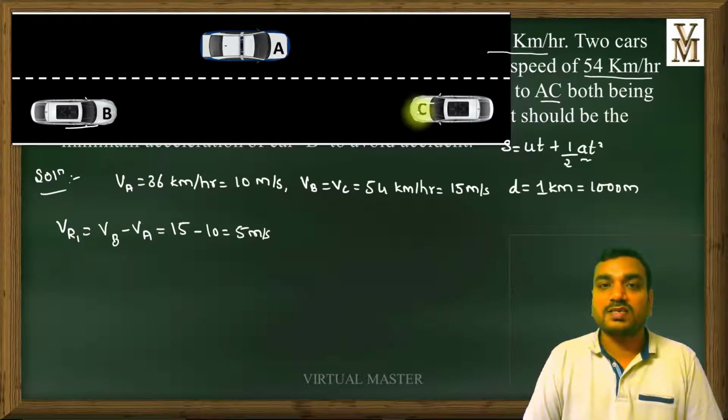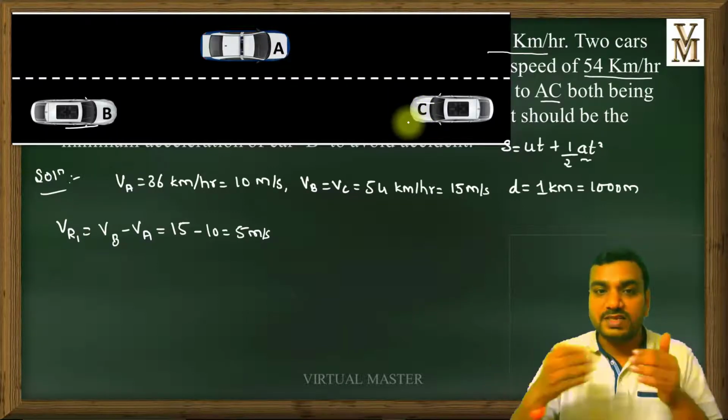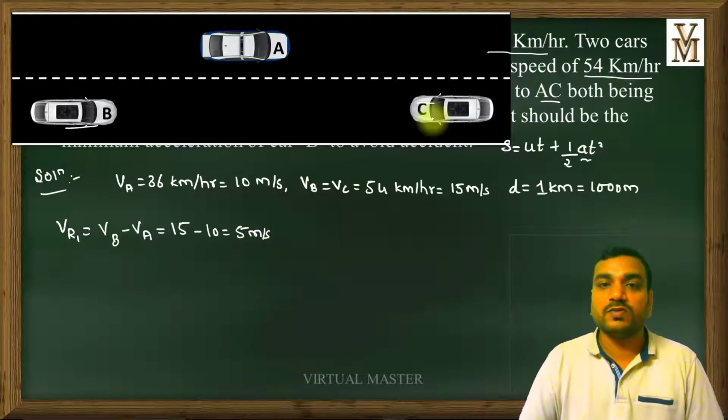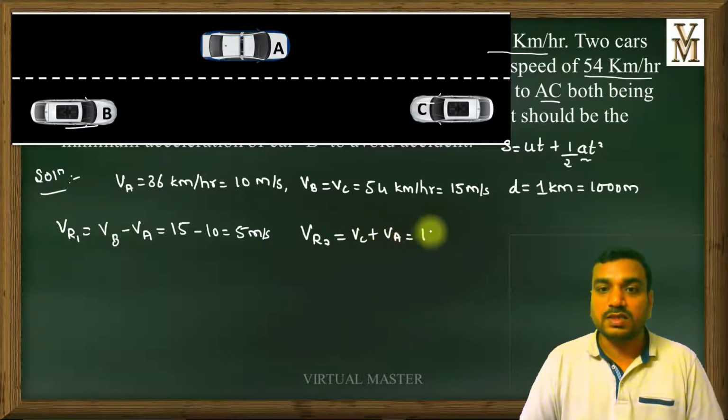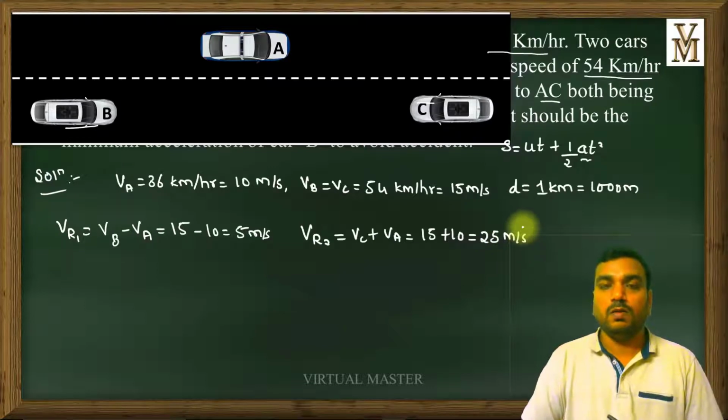Since car A and car C are moving opposite to each other, the relative velocity of car C with respect to car A will be equal to the sum of the velocities of car A and car C. I will write it as VR2. VR2 is the relative velocity of car C with respect to car A, and it will be equal to VC plus VA. It is nothing but 15 plus 10, 25 meter per second.